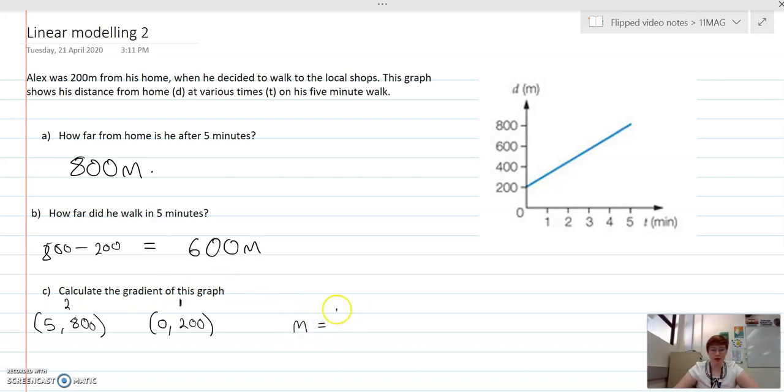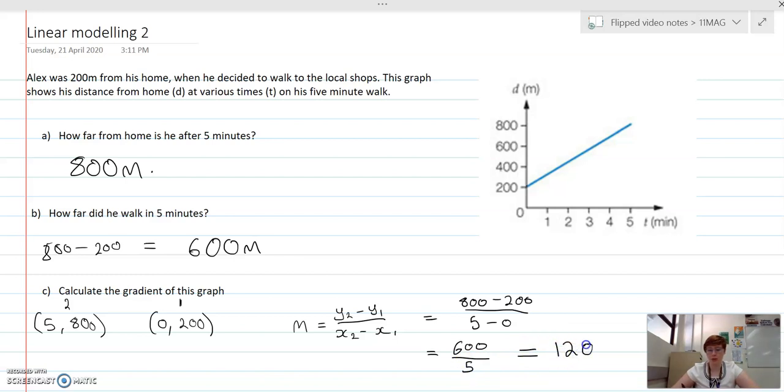Our gradient calculation, as always, y2 minus y1 over x2 minus x1, which is going to be 800 minus 200 divided by 5 minus 0. 800 minus 200, we know is 600, divided by 5, and that should equal 120. So our gradient is 120.